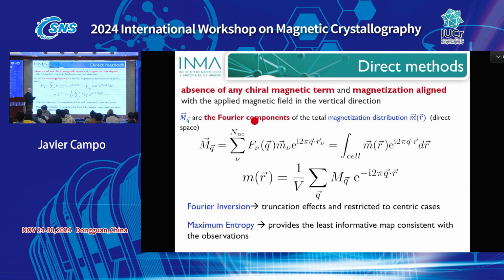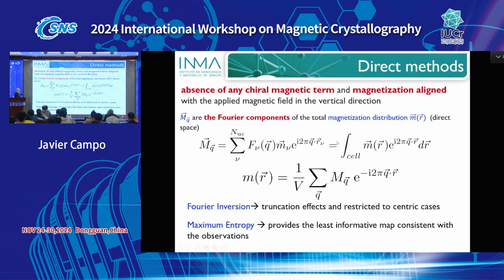Then M(Q) are the Fourier components of the total magnetization distribution in the direct space. Remember, this expression of the magnetic structure factor in dipolar approximation is the sum over all the atoms in the unit cell of the magnetic form factor times the magnetic direction for every atom times the phase. And this is the integral in the cell of this distribution. That means that the spin density can be extracted from the precise measurement of the magnetic structure factors.